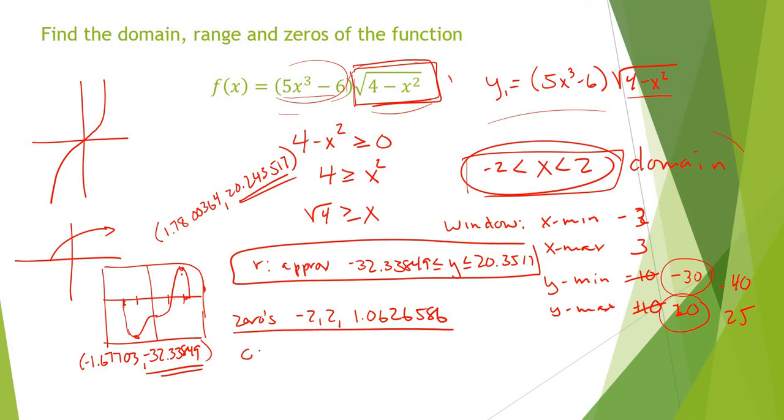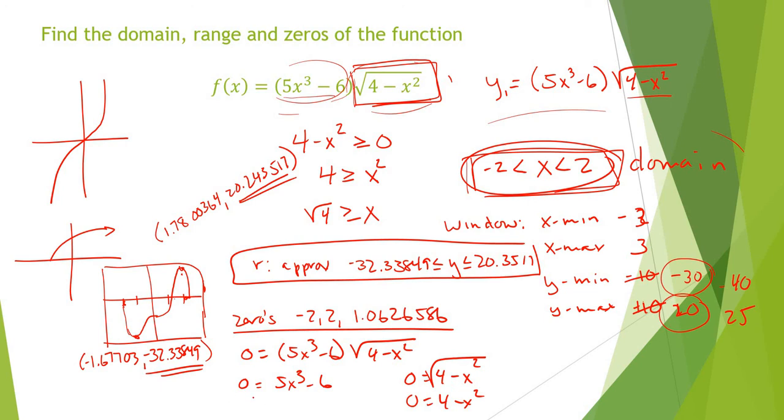We could have found those algebraically. When I have a 0 equal to 2 factors, I can separate this and say that 0 equals 5x cubed minus 6, or 0 equals the square root of 4 minus x squared. This one's fairly easy to solve. Square both sides. Okay, and then we're just taking the square root of that. That gets us our 2 and our -2. This one I can add 6, and then I can take the cube root of 6/5, and this is the only cube root that will get me in between my domain.